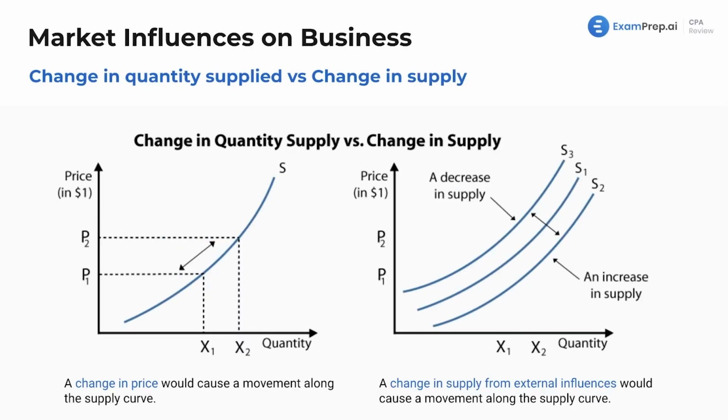Well, we covered demand, and yep, I was hinting at we're going to cover supply as well. You can't have one without the other. All right, now a change in price would cause a movement along the supply curve, whereas a change in supply from external influences would cause an actual shift of the supply curve. Make sure you are memorizing that the supply curve is the one going from this point to this point. Demand is the other way here.